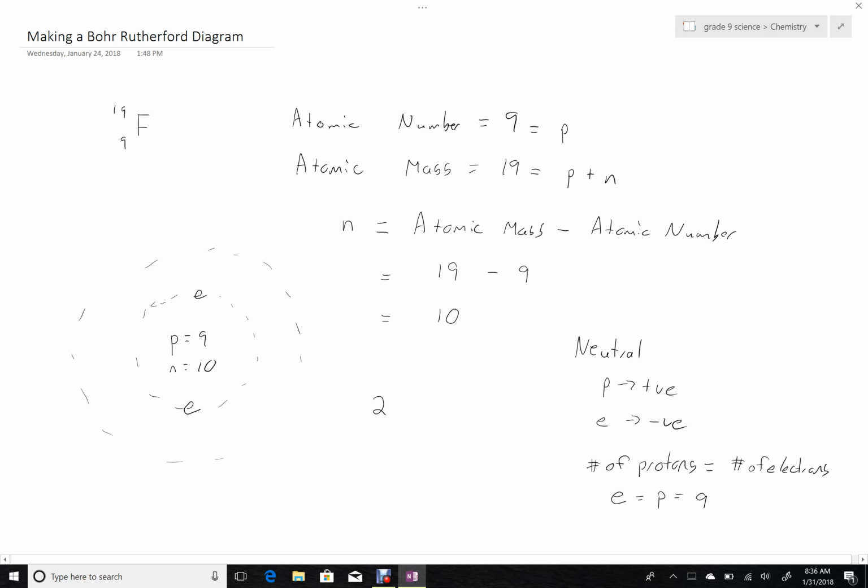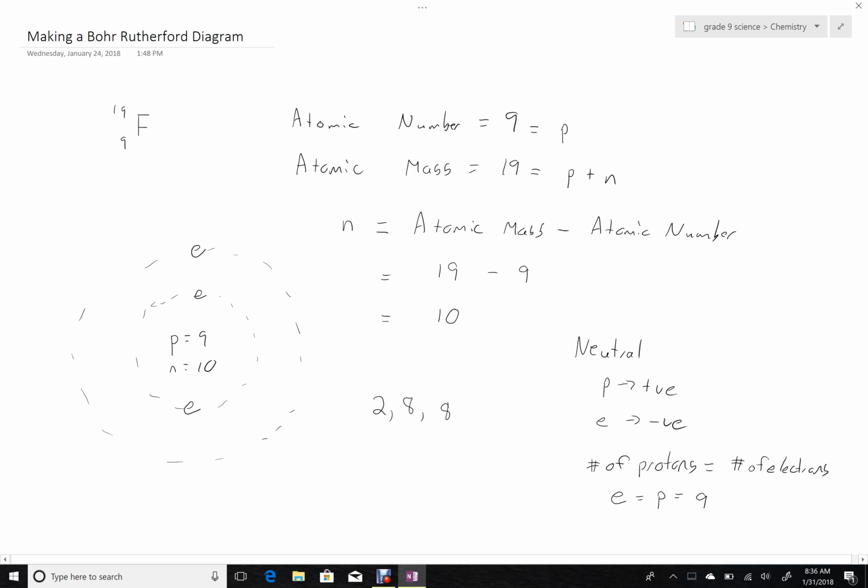Since I've used up that whole first shell, I can only put 2 in it. And my subsequent shells will each hold 8. For the purposes of grade 9, that is a good enough rule. We'll just go 2, 8, 8, 8, 8. And later when we take higher level chemistry classes, we'll learn that there's a little bit more sophistication to the number of electrons that can go in each row, but 2, 8, 8 is great for now. Anyway, I have 9 total and I've used 2, so that means I have 7 left to go.